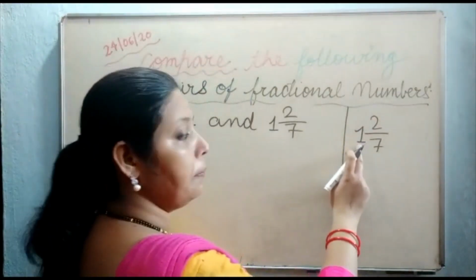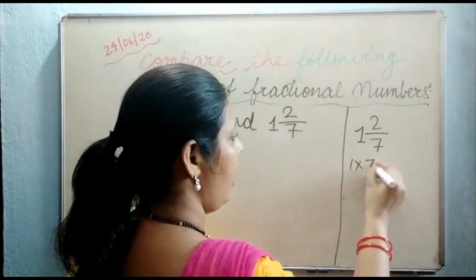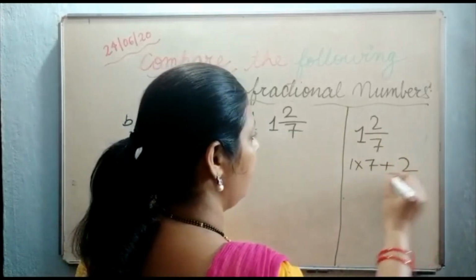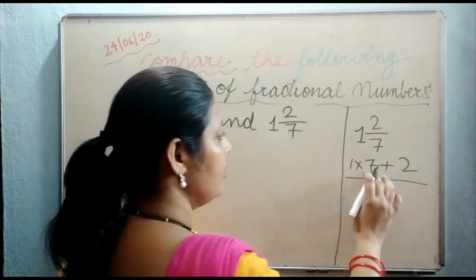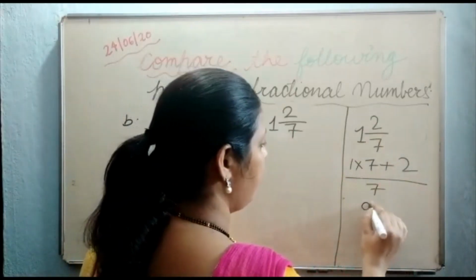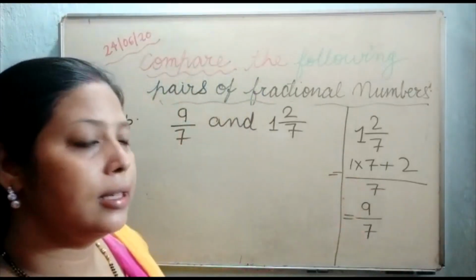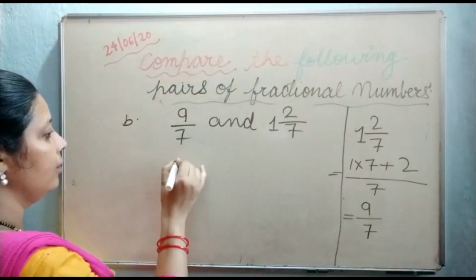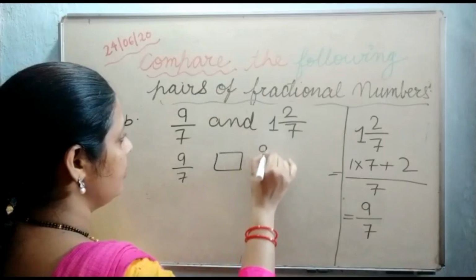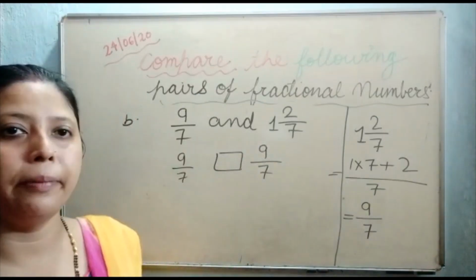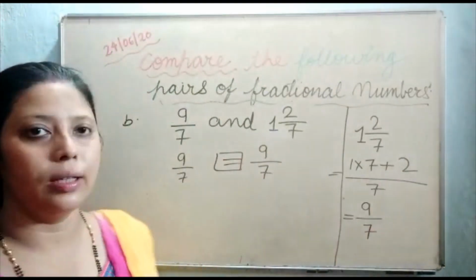So we need to multiply this whole number by the denominator and add the numerator, and then divide by 7. So 1 7s are 7 plus 2 is 9 by 7. This is equal to 9 by 7. So let's write 9 by 7 and 9 by 7. How will you compare? Both are equal, so we put an equal sign.